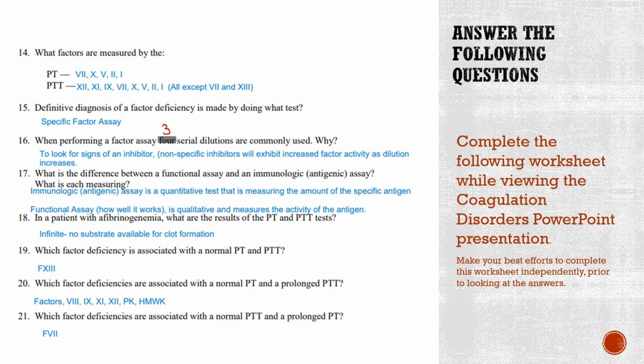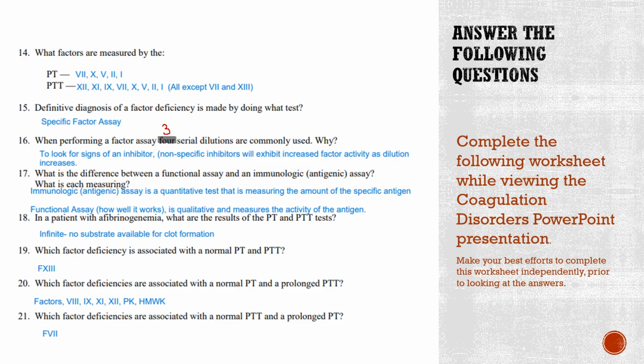Number 17, what is the difference between a functional assay and an immunologic antigenic assay? And what is each measuring? Well, the immunologic antigenic assay is a quantitative test that is measuring the amount of this specific antigen. So we're looking to see, for example, how much of the antigen is present. So the factor, do we have enough of it? And then the functional assay is how well that protein is working, and it measures the activity of the antigen. So one is measuring the amount, the other is measuring the function.